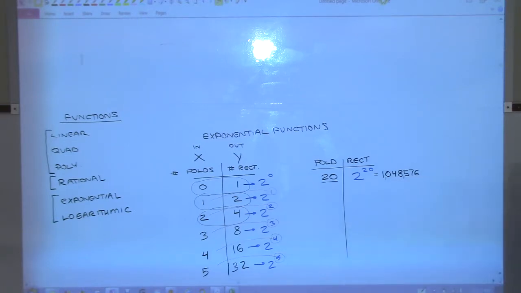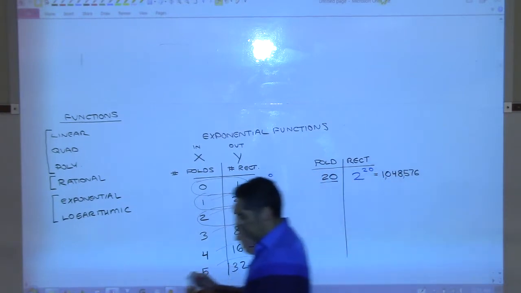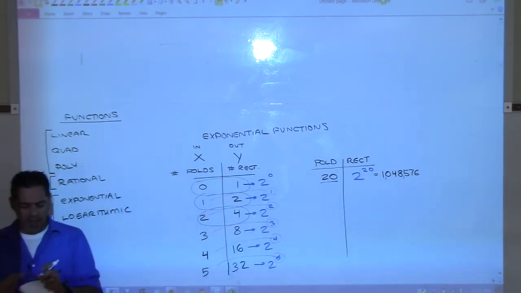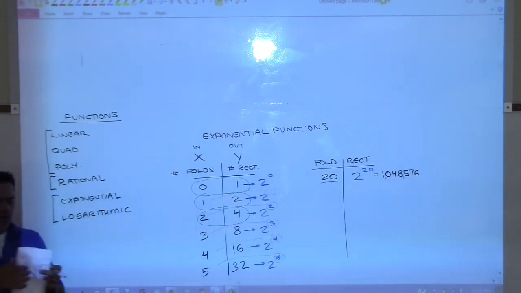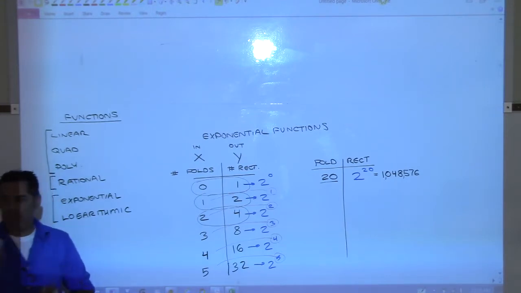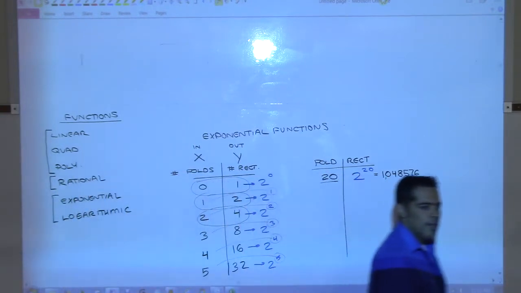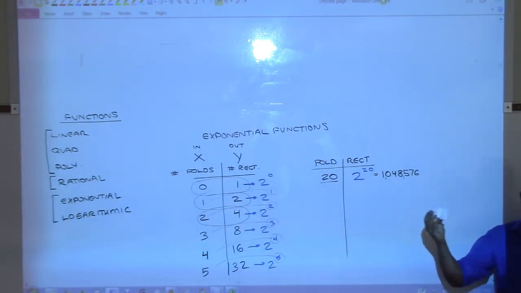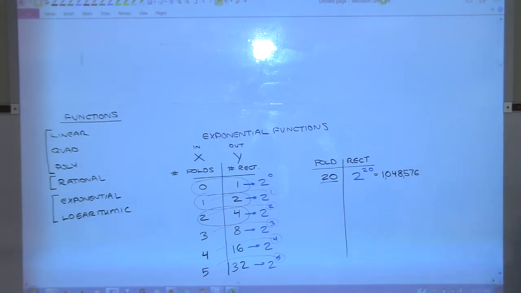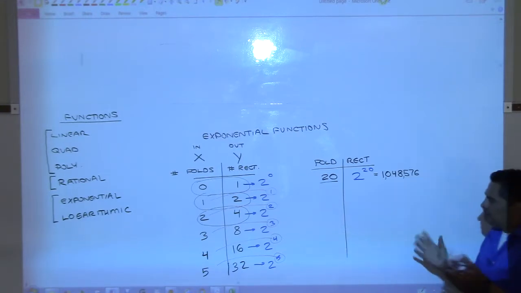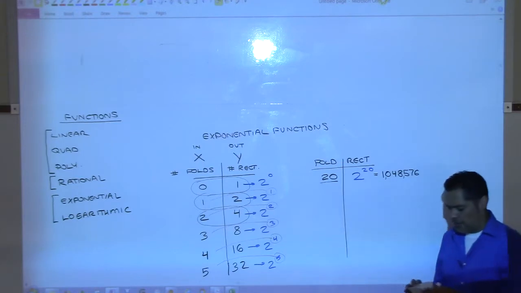That's crazy, right? If I could fold this, if I could fold it 20 times, all right, so I folded it once, twice, 3 times, 4 times, 5, 6, 7. If I could do it 20 times, then I would have over a million rectangles, all right? Understand?